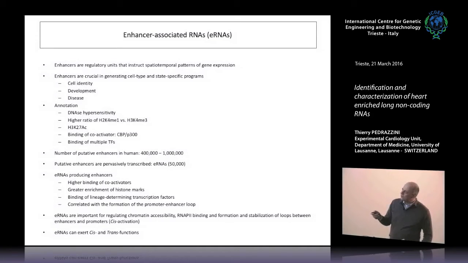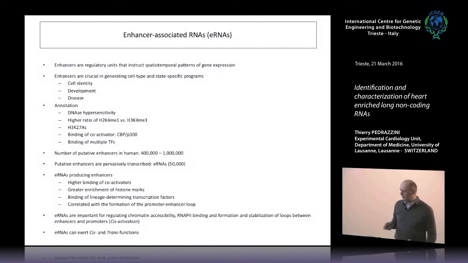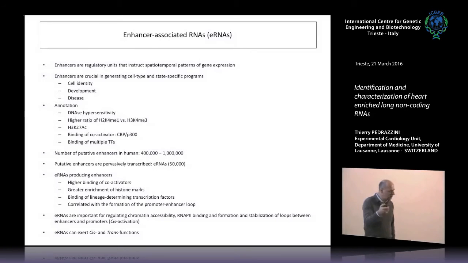So if you consider only this group, they are characterized by higher binding of co-activators, a greater enrichment of histone marks, binding of lineage-determining transcription factors, and also this correlation with the formation of this promoter-enhancer loop. That's important for the activation of gene expression, of coding gene expression. So eRNAs are important for regulating chromatin accessibility, the binding of RNA pol II, and the formation and stabilization of a loop. And eRNAs can exert cis and trans function.